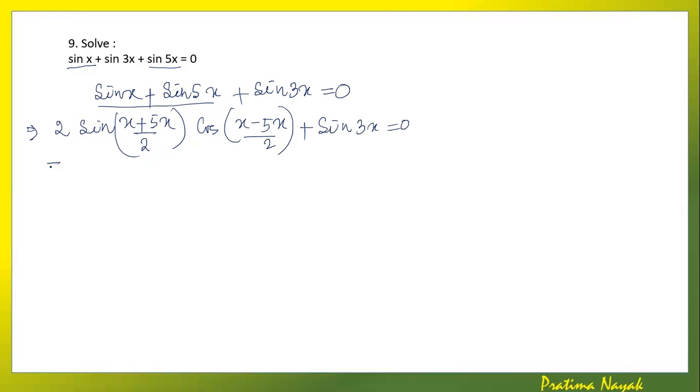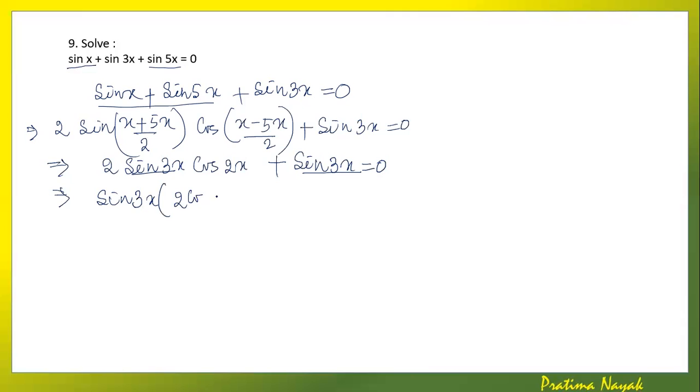So this gives you 2 sin 3x into cos 2x, because cos minus theta is the same as cos theta, plus sin 3x is equal to 0. So as we did before, I can take sin 3x common. Sin 3x common. So what will remain? 2 cos 2x plus 1 is 0. So there are two possibilities, either sin 3x is 0 or 2 cos 2x plus 1 is 0.